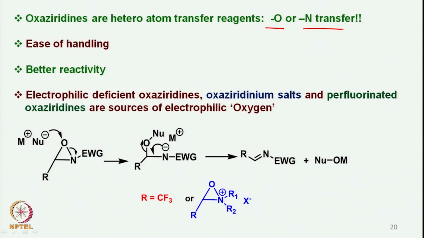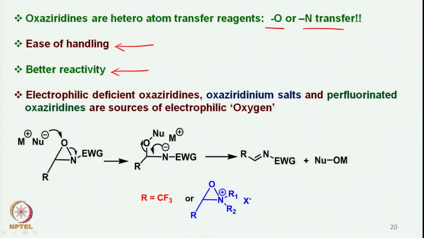Now, as I already have discussed, oxaziridines can transfer heteroatoms such as oxygen and nitrogen. They are very easy to handle, that is one advantage. They are not unstable like dioxirane, like dimethyl dioxirane or something like that. Of course, they are reactive, but we have the possibility of having an electron withdrawing group on the nitrogen, thus making the oxaziridines a bit more stable, and at the same time they are fairly reactive.